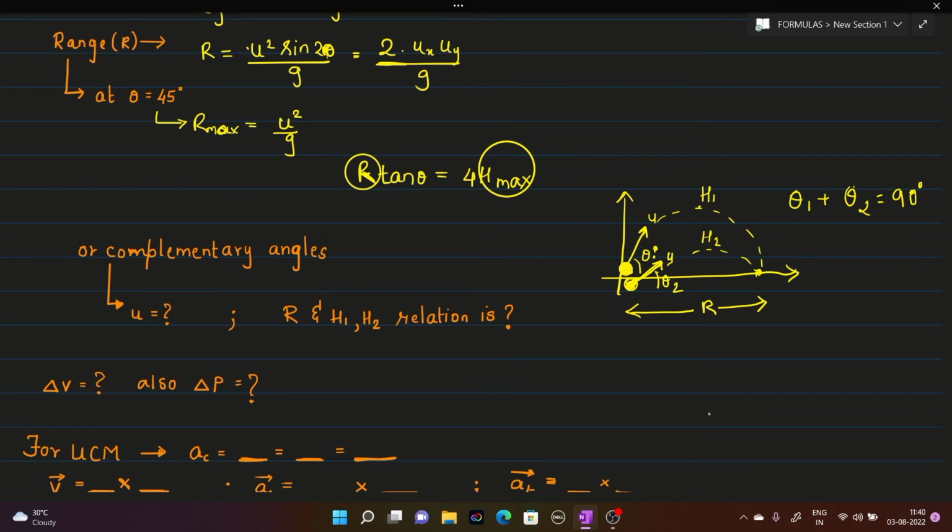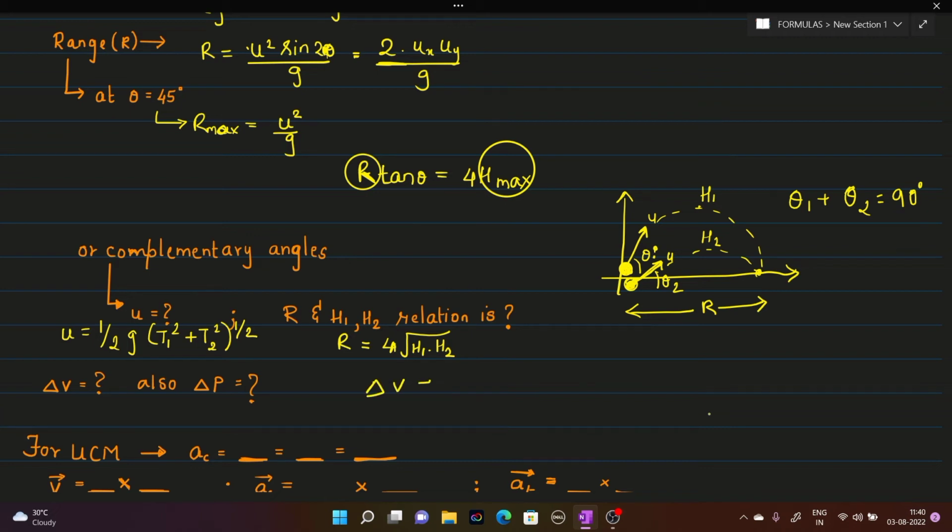If this condition is fulfilled without any exception, then we can use these formulas. The value of u would be equivalent to half g multiplied by (t1 square plus t2 square), the whole raised to half. After that, the relation of r with h1 and h2: r will be equivalent to 4 times root of h1 multiplied by h2. After that, once the trajectory equation is solved, we see that the values of delta v and delta p can be found out.